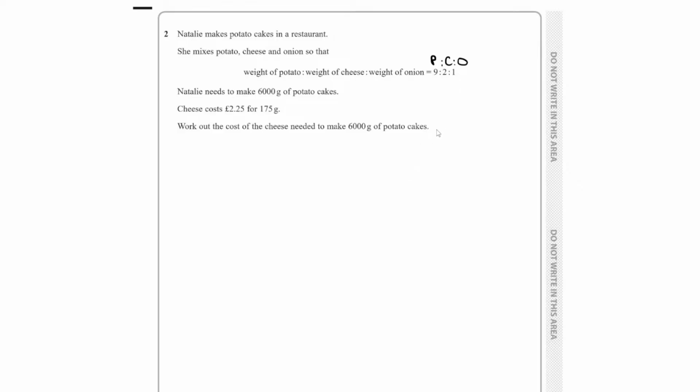So it's just a general arithmetic one, basically. Just dividing, multiplying, that kind of thing. So we've got 6,000 grams of potato cakes. I'm going to share out the ratio straight away. We add that together, which gives us 12 parts. So 6,000 grams divided by the 12 parts. That should give you 500. Obviously, you can use the calculator because it's calculator paper.